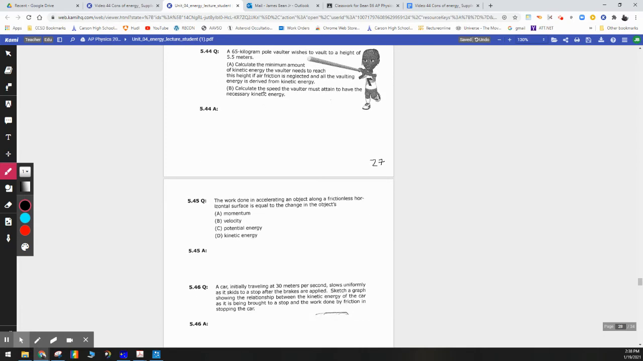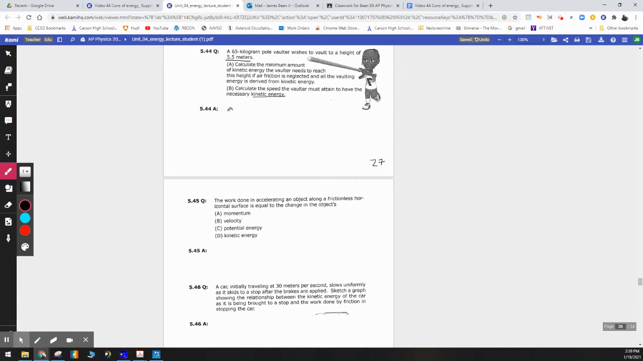5.44. A 65 kilogram pole vaulter wishes to vault to a height of 5.5 meters. A, calculate the minimum amount of kinetic energy the vaulter needs to reach this height if air friction is neglected and the vaulting energy is derived from kinetic energy. B is calculate the speed the vaulter must attain to have the necessary kinetic energy. We'll do A first here.